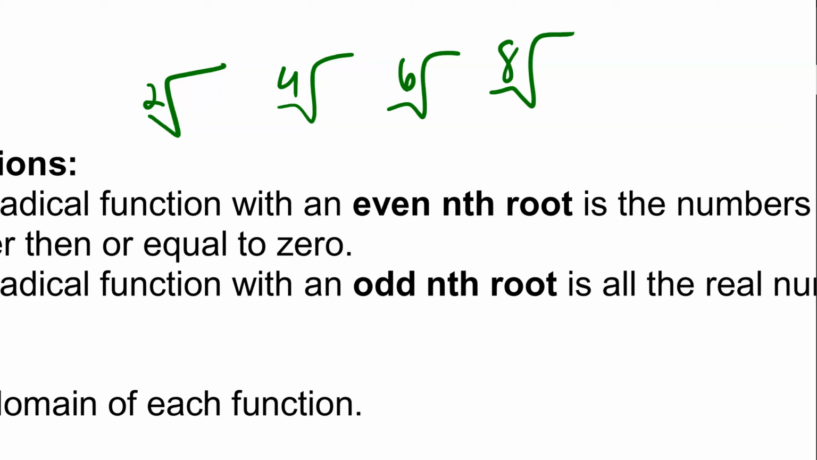If you just see a root symbol, that is the second root, and that's an even root. If I have a fourth root, or a sixth root, or an eighth root, those are all even roots. And what is a negative times a negative? Positive. So if I try to take a square root of a negative number, that's imaginary, because no negative number times itself is going to be negative.